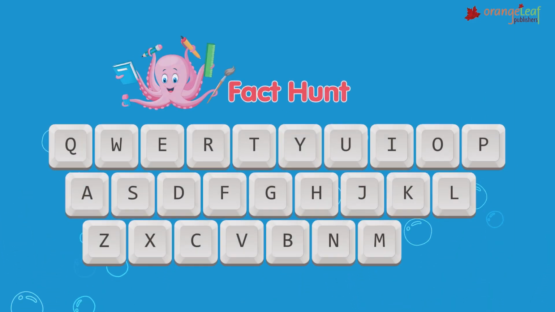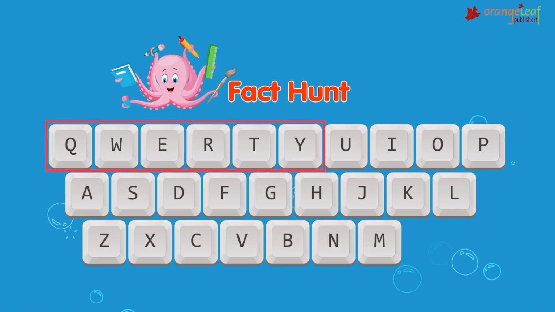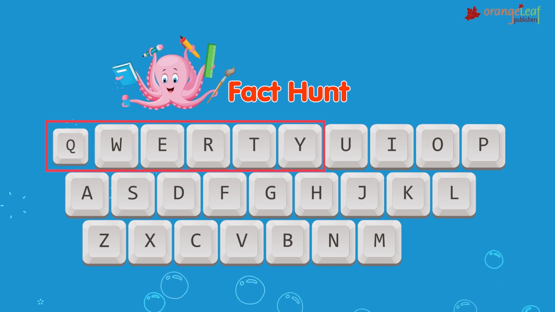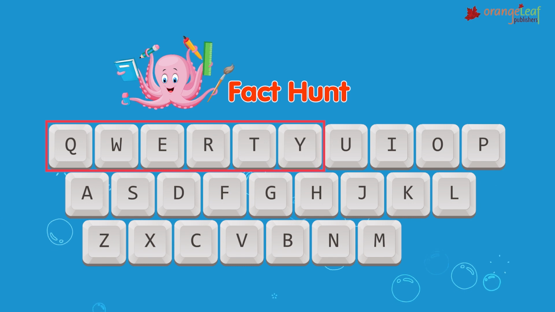And you know this fact hunt? The letters on the left of the top row of a keyboard are Q, W, E, R, T and Y. Hence, a keyboard is called a QWERTY keyboard.